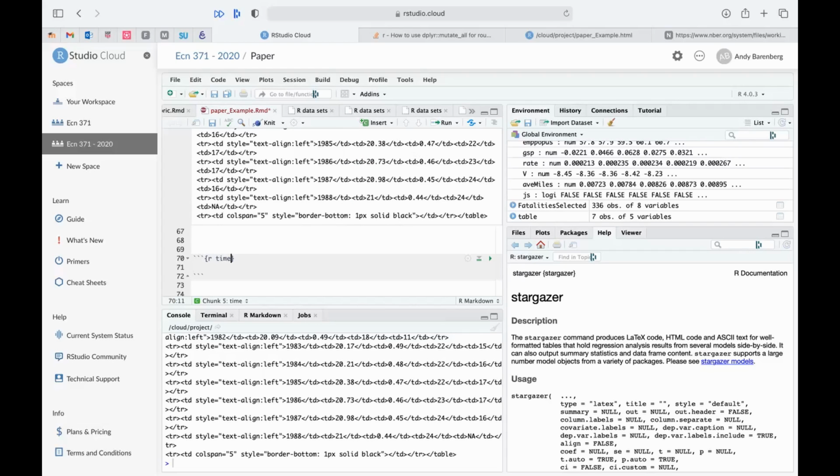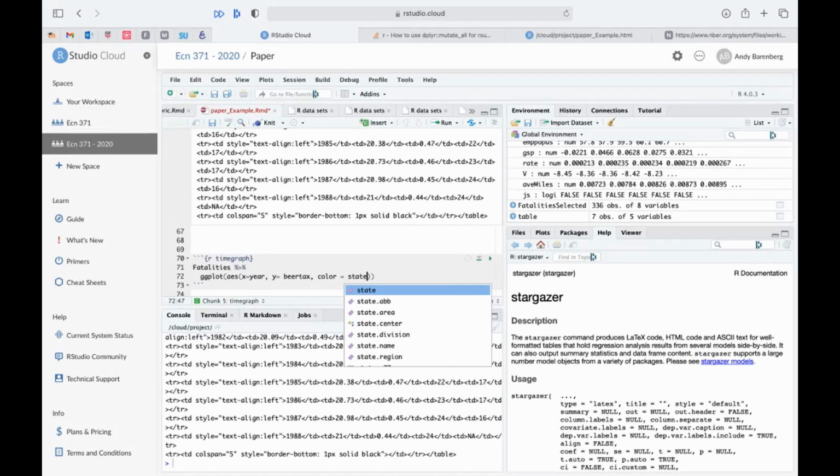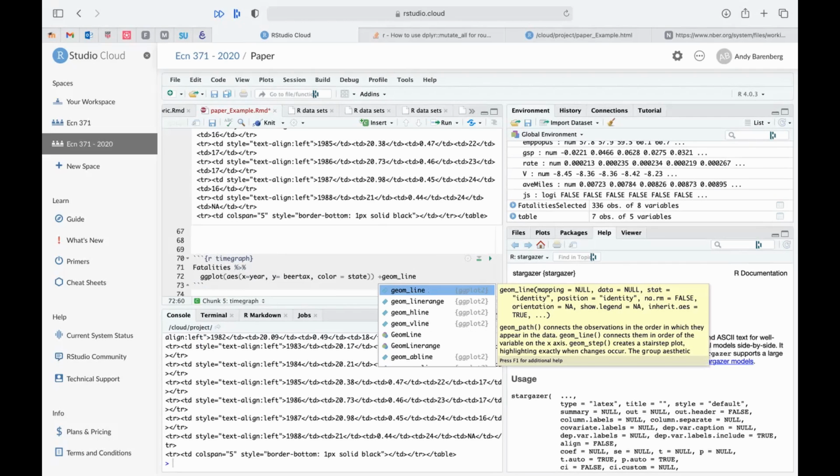Right, so this is our time graph, is what I'm going to name this chunk. Note that as I type that in, it creates chunk 5 time graph down here. It's good to name your chunks of code. Okay, so we want to start with our data and pipe that code into ggplot. We need to set our aesthetics. We said that X we want to be equal to the year, and Y to equal the beer tax. We want to look at each state differently, so let's give each state a different color. I'm going to put state, and then plus geom line.